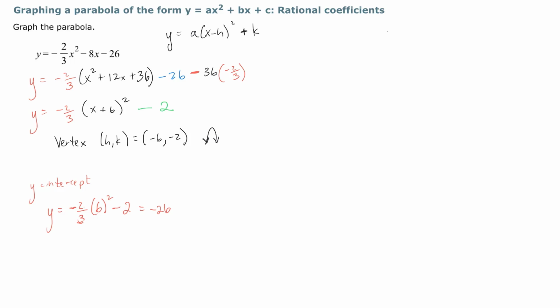Let's try this. Let's draw the vertex. The vertex is negative 6, negative 2. So maybe about here. And what I'm going to do is actually just label things. Negative 6, comma, negative 2. I'm going to say this graph is not to scale, just so that I could draw a pretty generic sketch of this parabola.